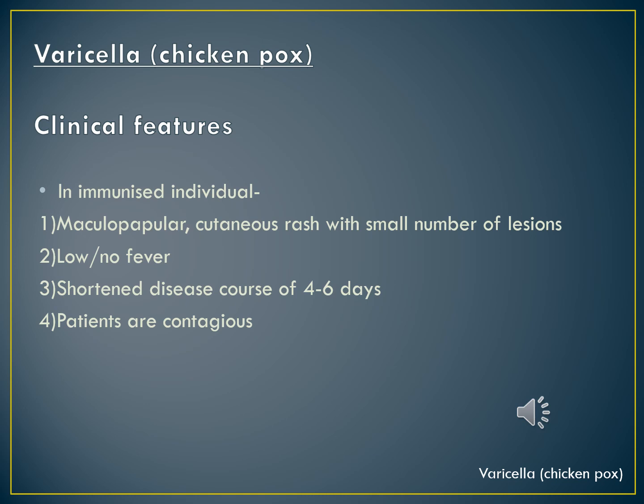Varicella, also known as chickenpox, has the following clinical features. In immunized individuals, it represents breakthrough infection, which means infection with wild-type virus in a previously immunized patient. We can see a maculopapular cutaneous rash with a small number of lesions, low or no fever, and a shortened disease course of 4 to 6 days. Patients are contagious until no new lesions appear within a 24-hour period.